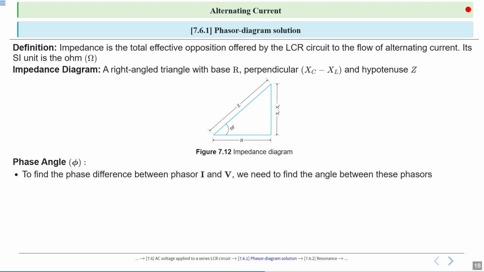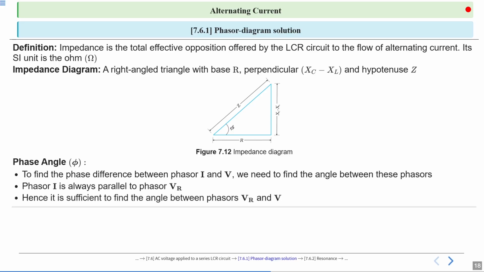To find the phase difference between phasor I and V, we need to find the angle between these phasors. Phasor I is always parallel to phasor VR. Hence, it is sufficient to find the angle between phasor VR and V.